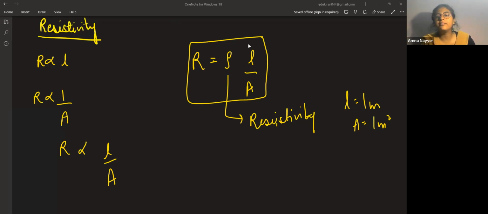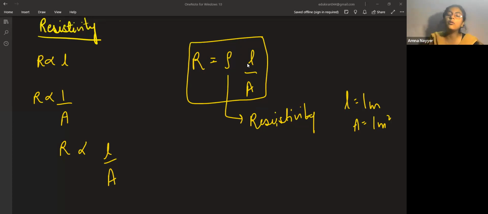See, this is the equation, R is equal to rho L by A. Fine. Till here, have you understood how we have derived this? We have just written the proportionality signs. Yes, I am saying if I put length as 1 meter and area also as 1 meter square, that means unit, now what will be left in this formula? Rho is left. Rho is equal to R, right?